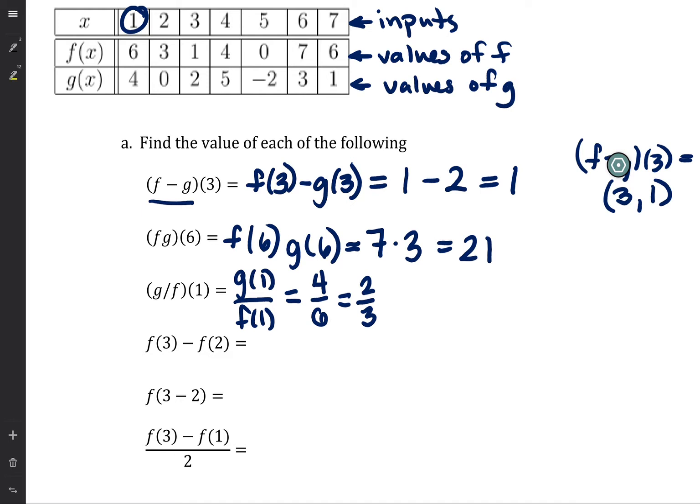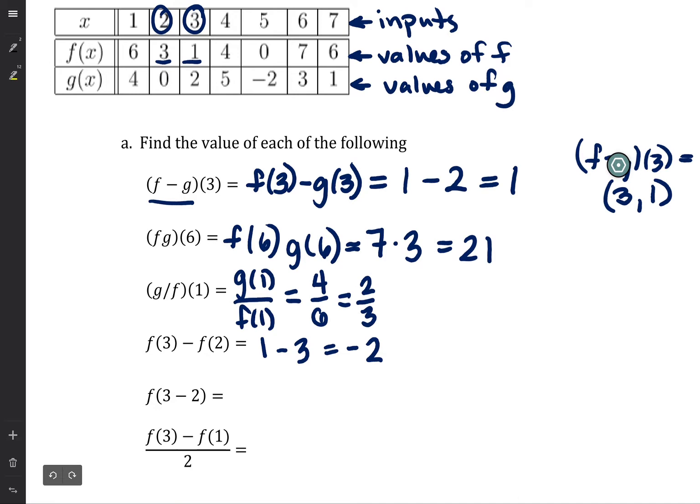Okay. So this is back to that point I was trying to make last time. f of 3 minus f of 2. Okay, so f of 3 is 1. f of 2 is 3. So I get 1 minus 3, which is negative 2.